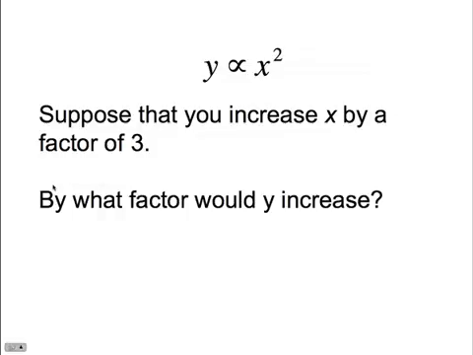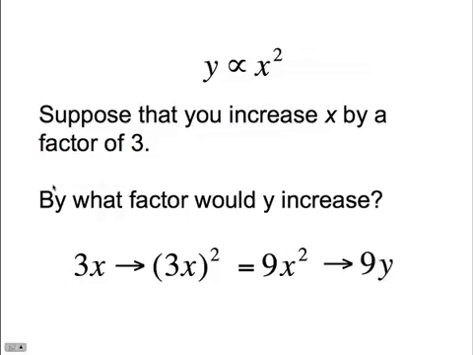Okay, suppose then that you increase x by a factor of 3. Again, y is proportional to x squared. By what factor would y increase? Remember, if we multiply x by 3, that 3 gets squared. And 3 squared is 9. So tripling x would increase x squared by a factor of 9. And since y is proportional to x squared, then y increases by a factor of 9.